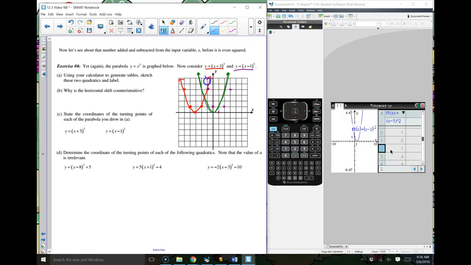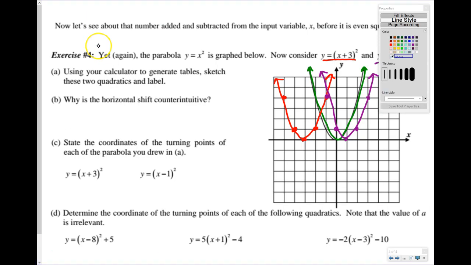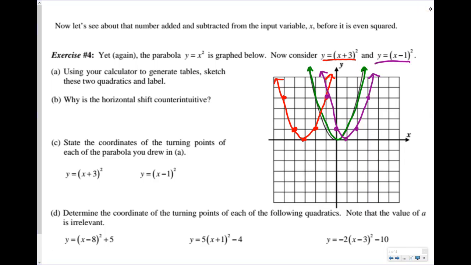Okay, I'm going to connect my dots and make my graph. Now we're seeing something interesting with these two. What is happening with these two graphs? They're just shifting left and right. But why is the shift weird?